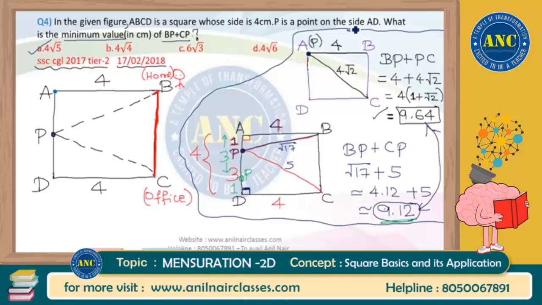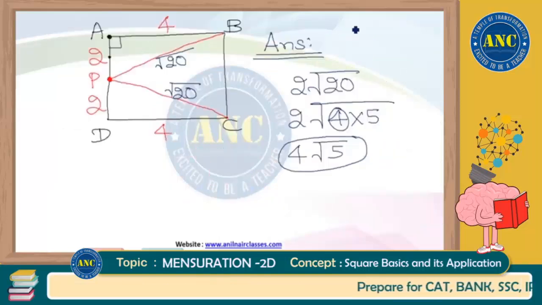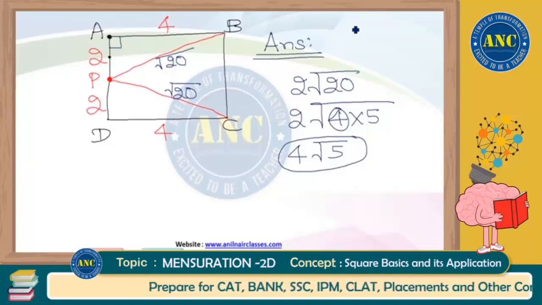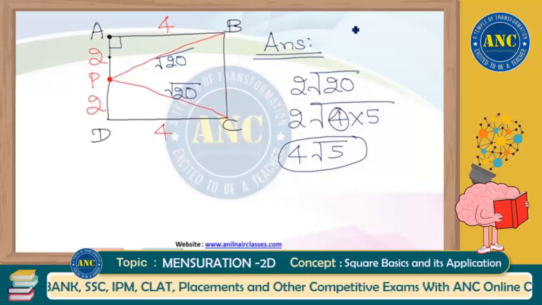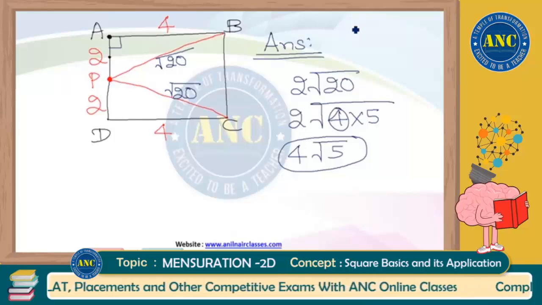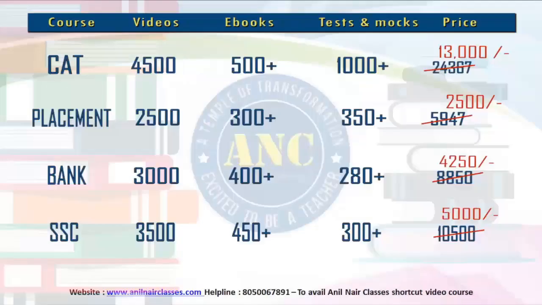I would have directly told you P should be the midpoint. If I tell you that P should be the midpoint, you will wonder why, since it is nowhere mentioned in the question. But I can say that only if P is the midpoint will you get the minimum value of BP plus PC. Otherwise, you will not get the minimum value. I hope I am very, very clear in whatever I have explained right now.